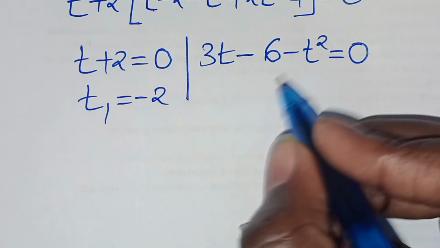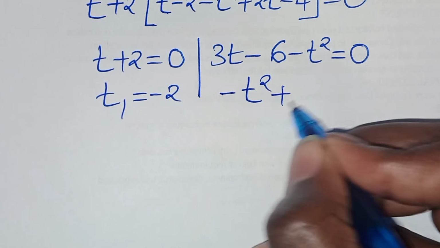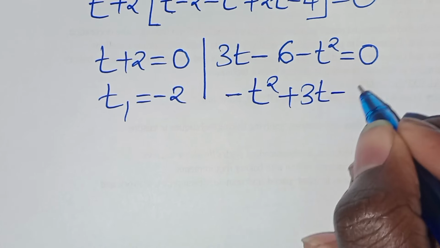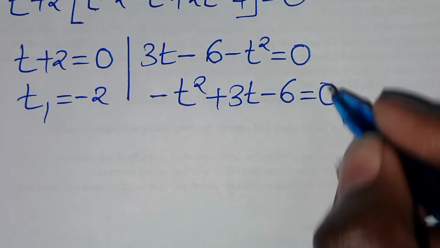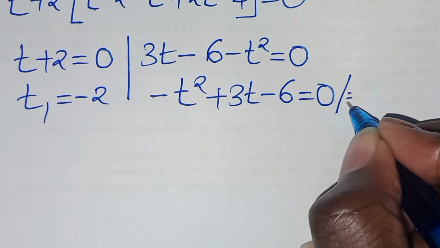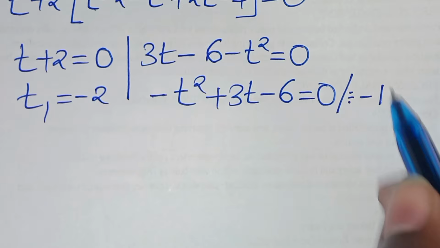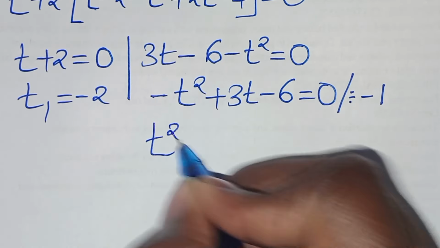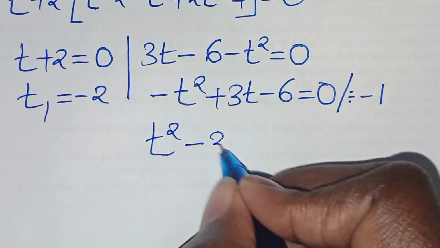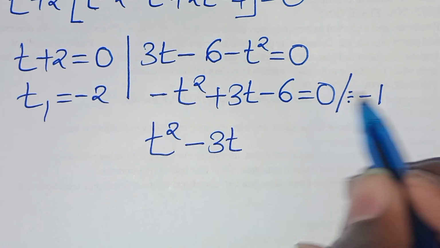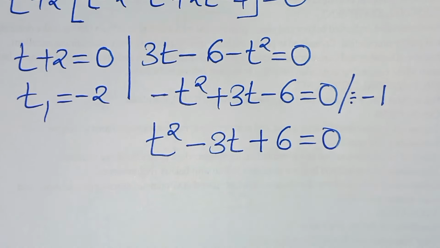The second part here, we can rearrange this equation as minus t squared plus 3t minus 6. This is equal to 0. The next step from here is to divide both sides by minus 1. So minus t squared divided by minus 1. This becomes t squared. Then plus 3t divided by minus 1. This becomes minus 3t. Then minus 6 divided by minus 1. This becomes plus 6. This is equal to 0.